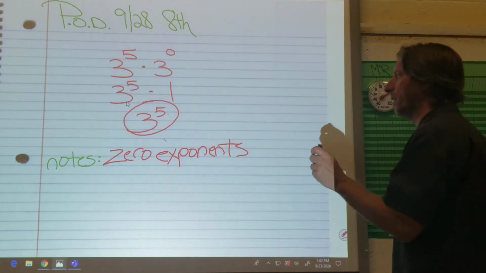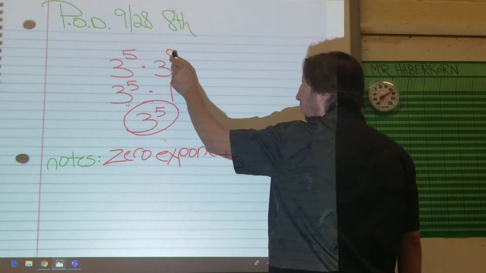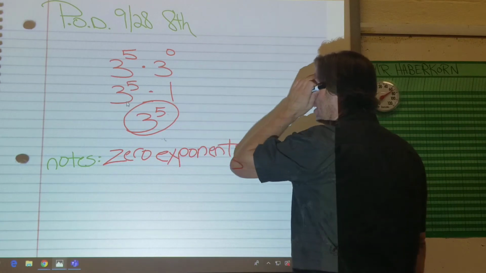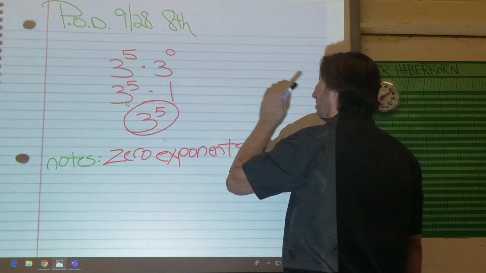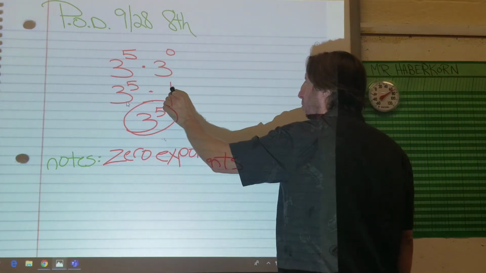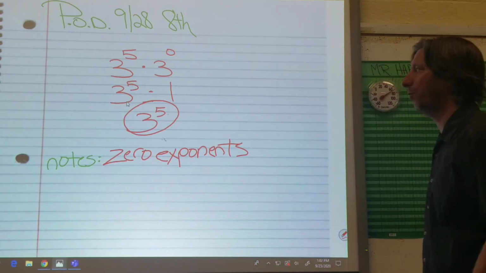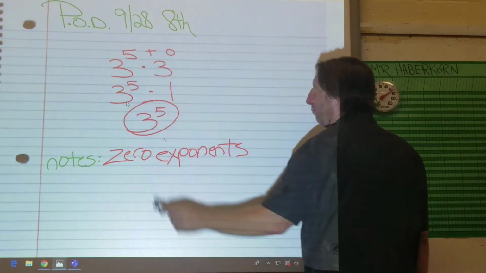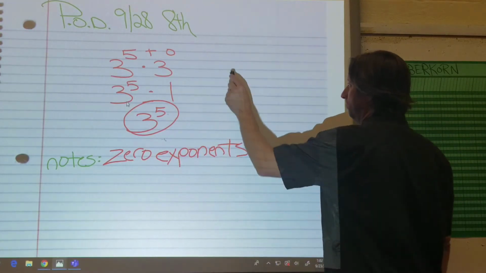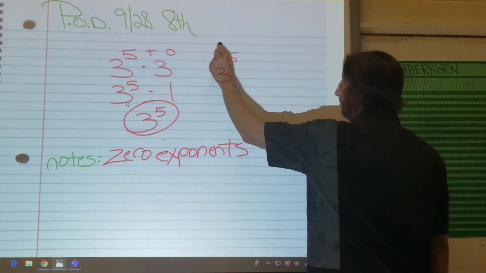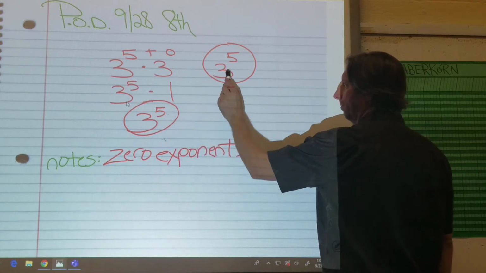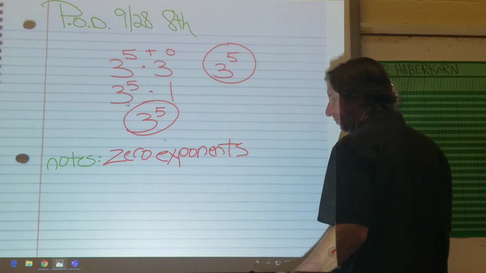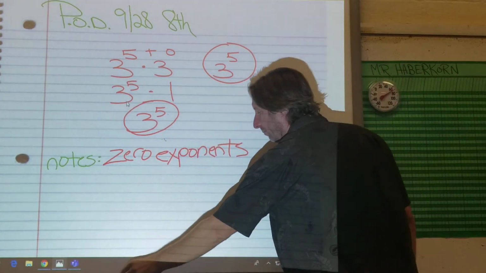Now what you don't want to do is do 5 plus 1 is 6. That's the mistake people make. The exponent doesn't turn into 1. The whole thing turns into 1. So we got to be really careful with that. If you wanted to add the exponents, you would just do 5 plus 0, which is 3 to the 5th, right? Got the same answer either way. It's up to you how you want to do those problems, right?